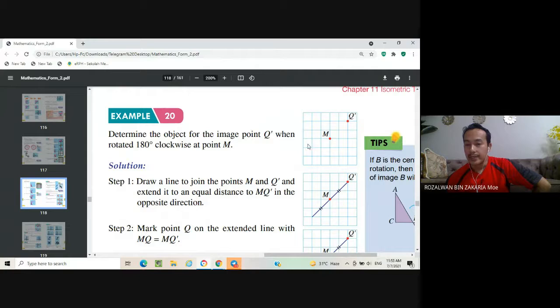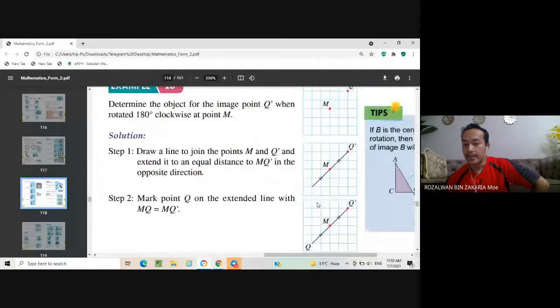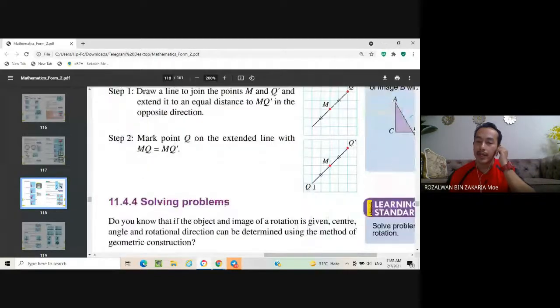So this one is Q, all right. So you label this one as Q. So you will get the answer like this. If you look at the answer, the distance from Q prime to M is the same as the distance from Q to M. Okay, same. This symbol means the distance is the same. All right. Okay, so you have to mark like this. Okay, next.